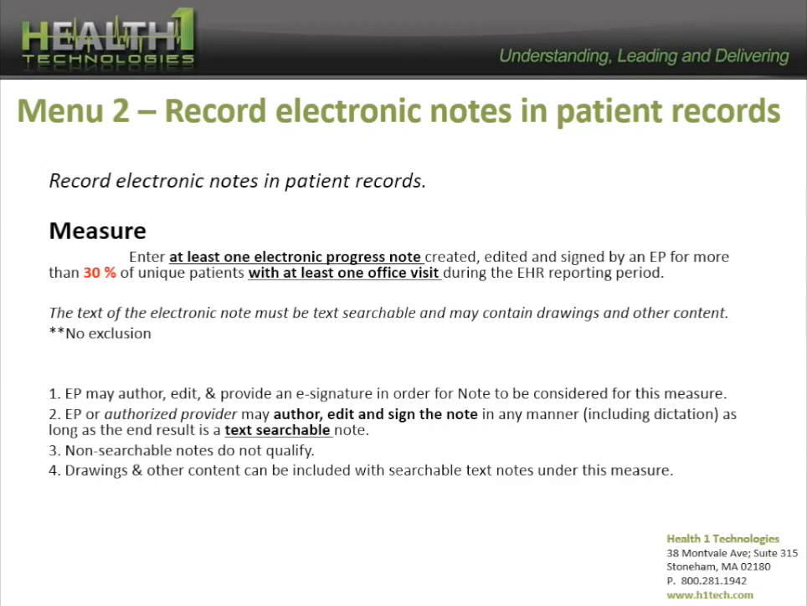The second menu option is to record the electronic notes into the patient's record. So quite obvious. You're going to record electronic notes in the patient's record. At least one progress note is either created, edited, or signed by an EP for more than 30% of your unique patients with at least one office visit during the reporting period. I know there's a lot of if, then, they in the measure, but quite simply, if you are recording your patient's notes into your EMR, this would be an easy one to meet.